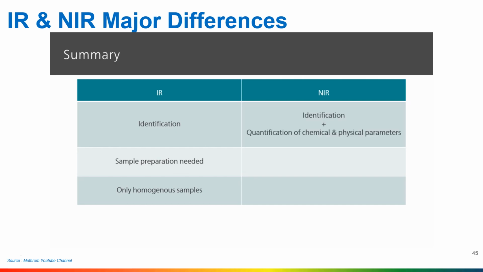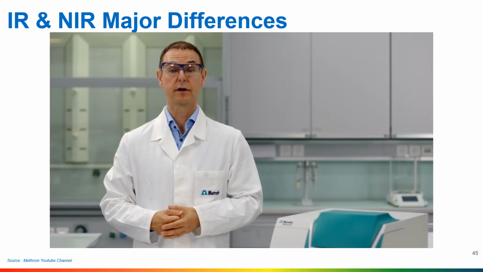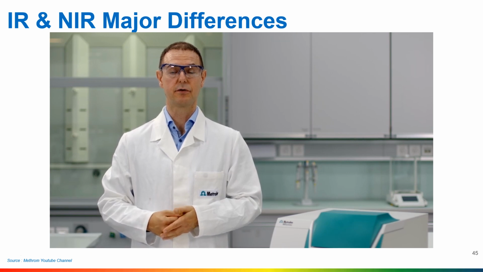On the contrary, NIR spectroscopy can be used for the identification of molecules and quantification of chemical and physical parameters without needing any sample preparation. Because of the increased penetration depth of the NIR light, the analysis of heterogeneous solid samples is also possible. When dealing with liquid samples, longer path lengths can be used for NIR spectroscopy compared to IR spectroscopy. A strong argument for using NIR spectroscopy for online measurements in industrial process environments.